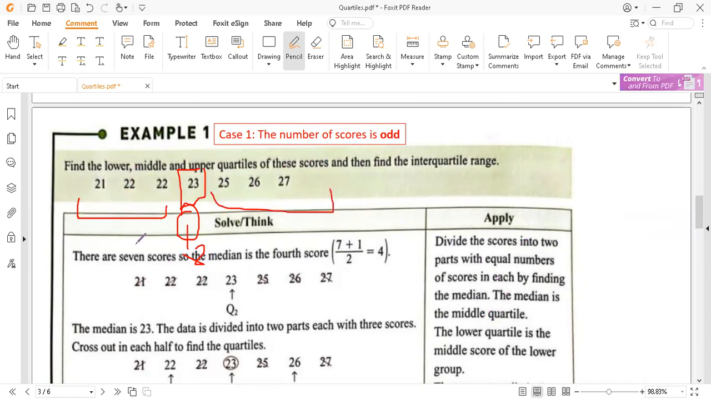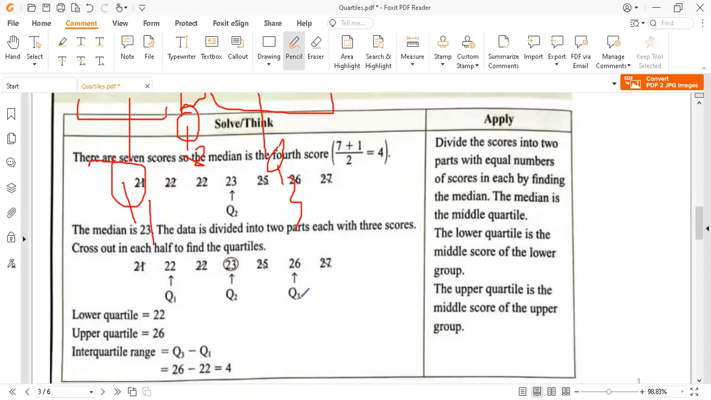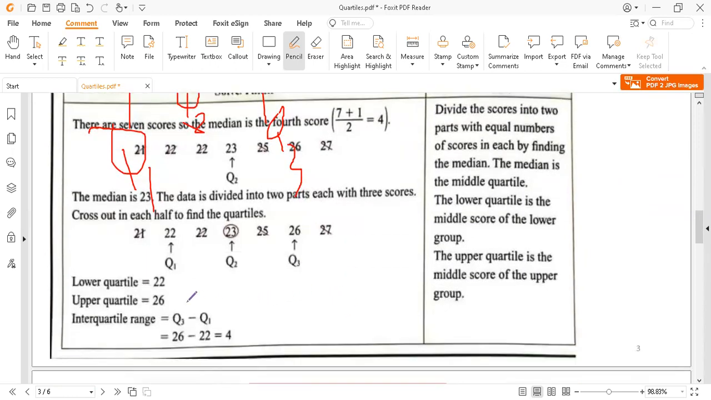In the lower group, the middle score is the lower quartile. So Q1 is 22. Here, the middle score of the upper group is the upper quartile, Q3. So it is easy to find Q1, Q2, and Q3. When the lower and upper quartiles are given, it is very easy to calculate the interquartile range.